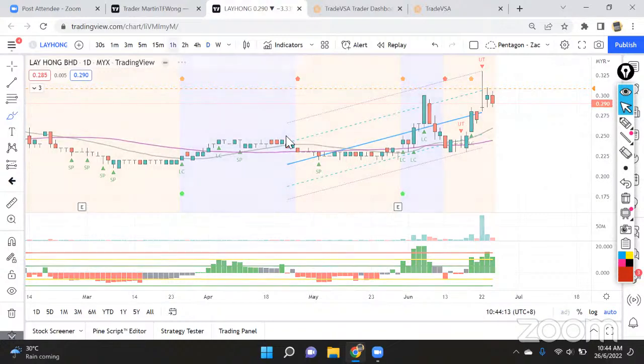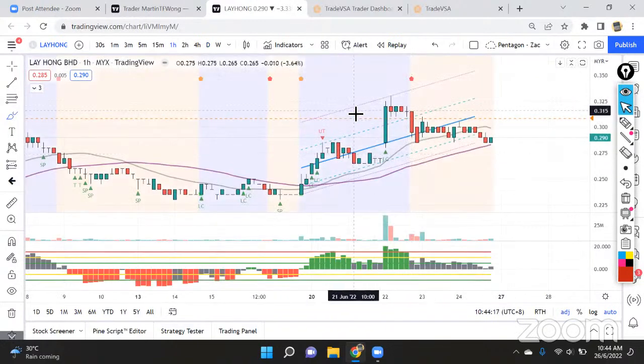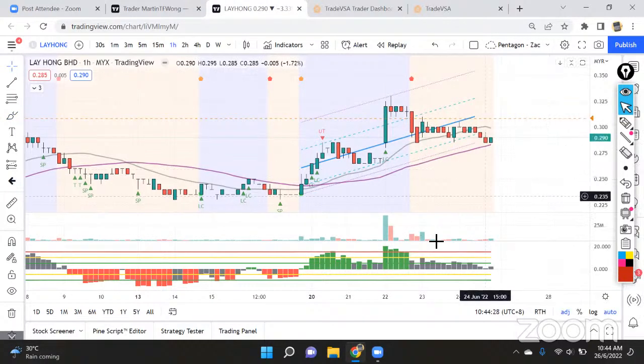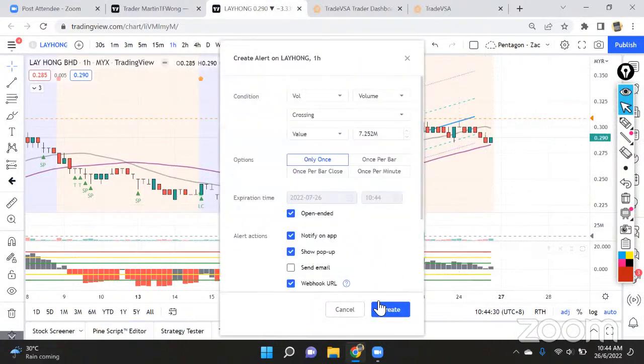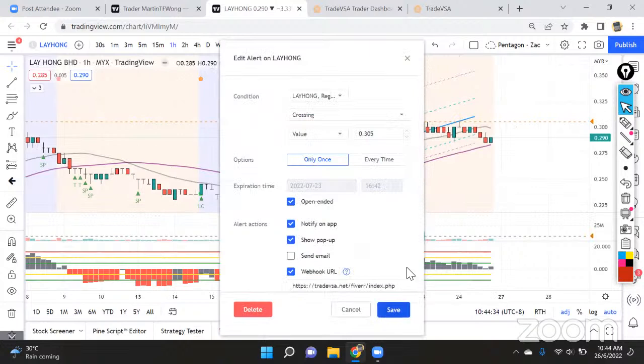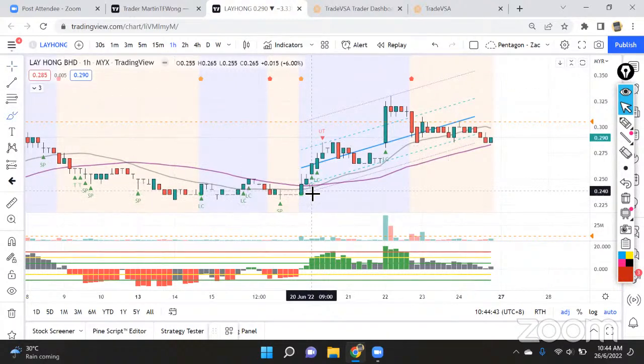So what we're going to do for Lei Hong, again, open up your hourly chart. Now it's red pentagons, right? Wait for the next green pentagon. I already parked my order somewhere around here. Maybe I park one more with alerts. I want to see increasing volume in alerts. I park it slightly lower. So when it hits, I'll get a notification and I will check whether there are green pentagons or not before I place my trades.